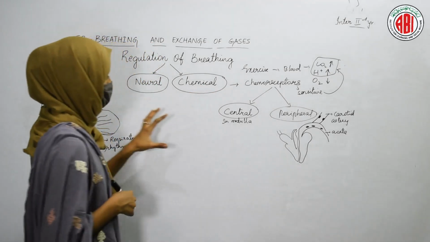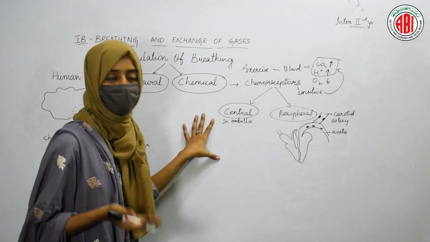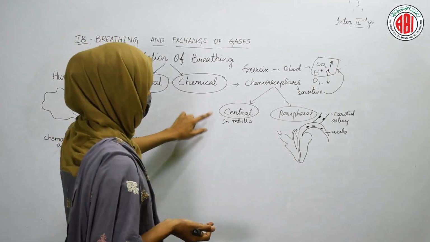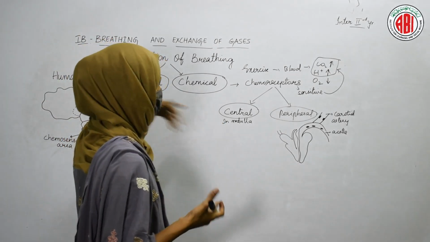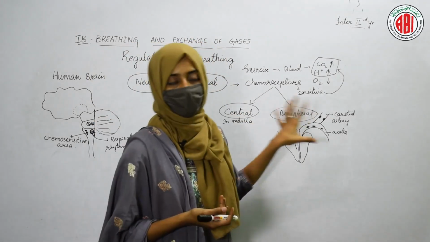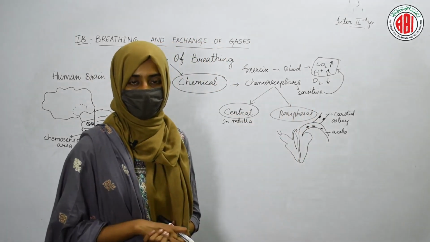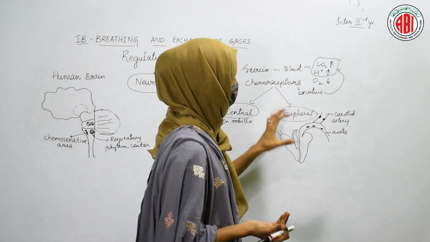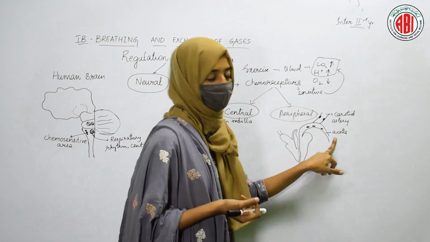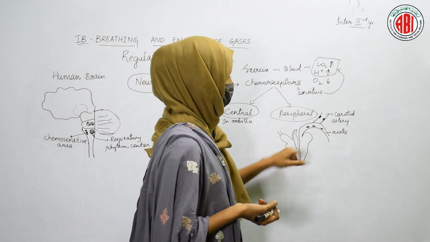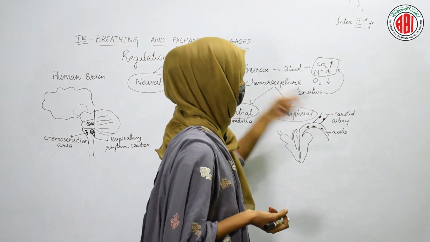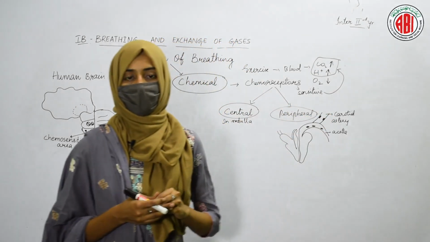Central chemoreceptors means the chemoreceptors or the chemosensitive area which is found in the medulla of our brain. That is termed as central chemoreceptors. Now, when you look at the structure of the heart, the right chamber and the left chamber are present. In the left chamber of the heart, a big artery is present, and the artery's name is aorta. Aorta is the biggest artery. Besides this, one more artery is found, and the name of that artery is the carotid artery. In both these arteries, some chemoreceptors are present.